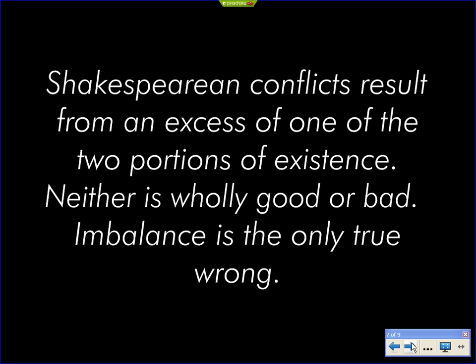He does not think law is bad, even though he criticizes it in Measure for Measure and Merchant of Venice. He does not necessarily think patriarchy or the rule of men is wholly bad, even though he will definitely criticize it in a number of places. Merchant of Venice, Twelfth Night, Midsummer Night's Dream. The point is imbalance. When one of these is extreme and the other is found in deficiency, then we have a problem.